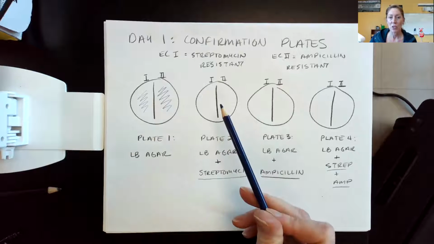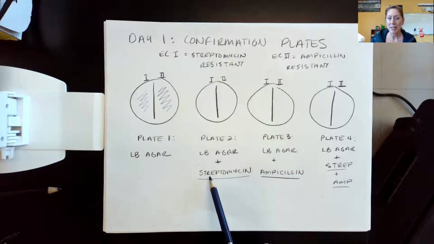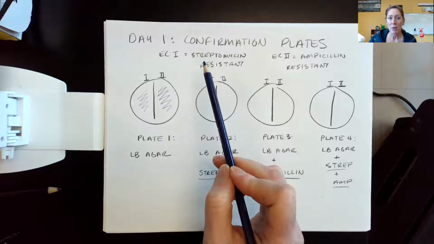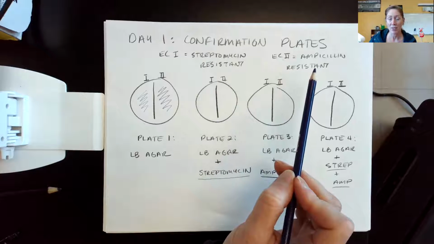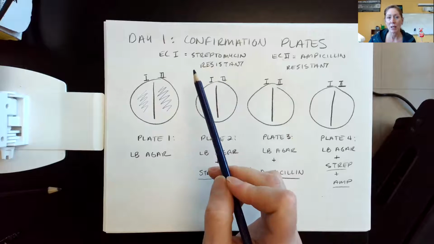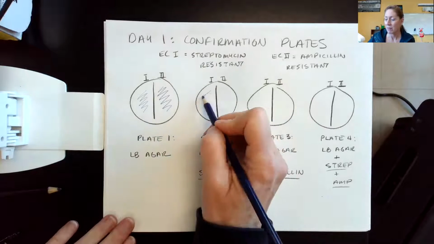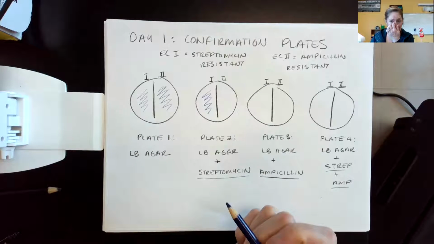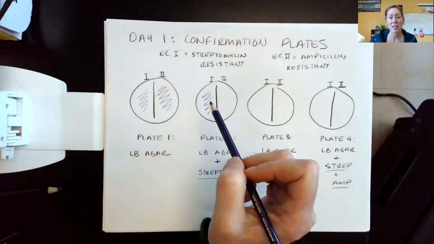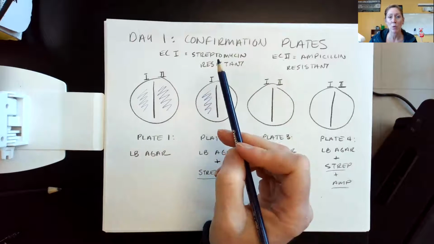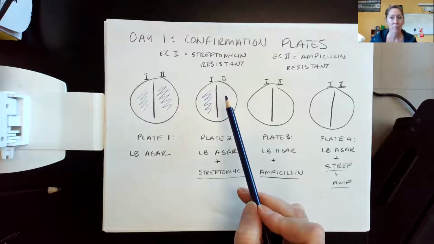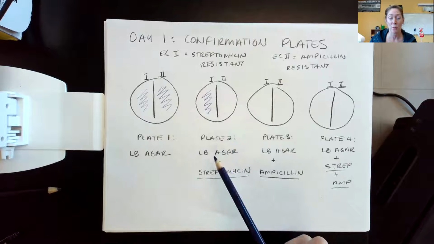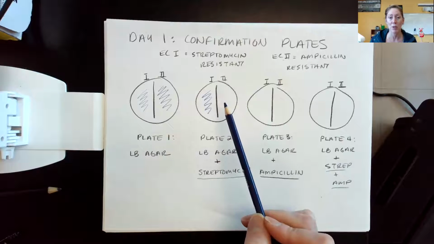Okay, on plate 2, remember this plate contains streptomycin mixed in with the agar. E. coli 1 is resistant to streptomycin, but E. coli 2 is not. What that means is that E. coli 1, since it's resistant, it doesn't care. Streptomycin could be there, big deal. It's not going to bother it. So E. coli 1 will grow because it's resistant to streptomycin. On the other hand, E. coli 2, no growth. Streptomycin kills it or keeps it from growing.